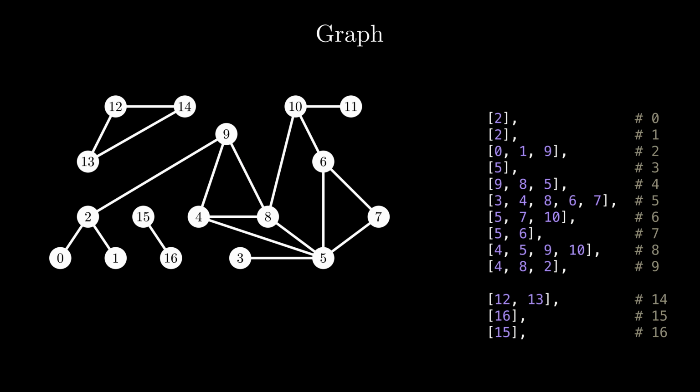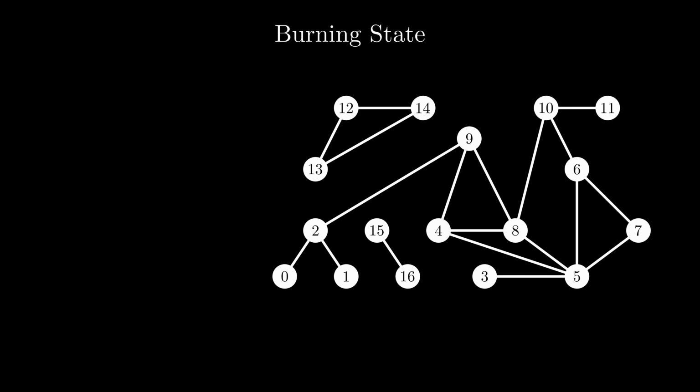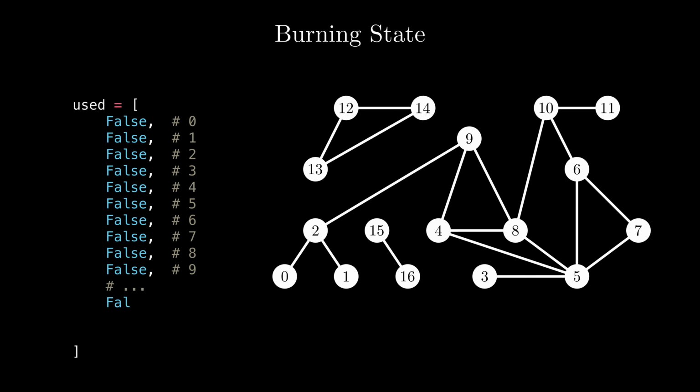Now let's go back to the first and second things that we need to keep track of. We need to know whether each node is burning or hasn't been touched by the fire yet. To do that, we can store an array with Boolean values matching the size of the graph. Let's call it used. As none of the nodes are set on fire initially, all the values in the used array can be set to false. If a node starts burning, we will set the value at the corresponding index to true. So when we set the node 7 on fire, we will set the value of used 7 to true.